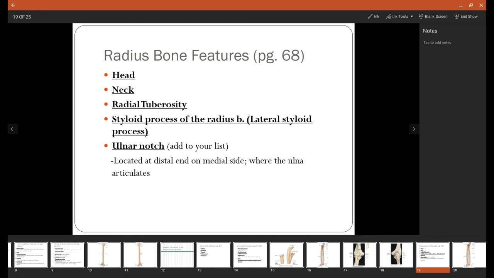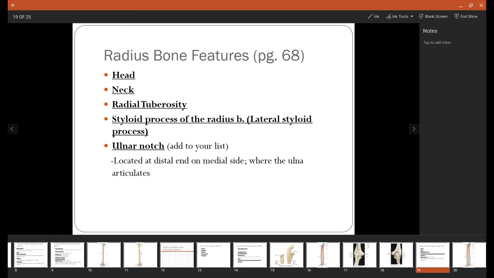Now, working on the radius, we're going to have the head, which we just saw, which articulates with the capitulum and sits in that radial notch of the ulna. The neck is just going to be the portion of the bone connecting the head to the rest of the bone. We're going to have something called the radial tuberosity, which, if you recall, a tuberosity is a rough projection on a bone.